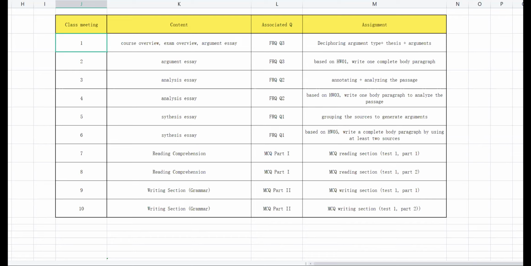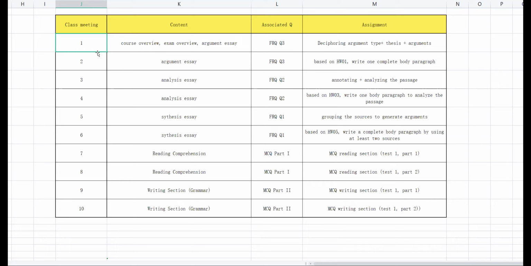The full mark for all the essays here will be 6. If we produce an off-topic essay, the highest score we can get is 2 out of 6, right? So we're gonna be very careful. We're gonna talk about how to decipher the prompt today, right?